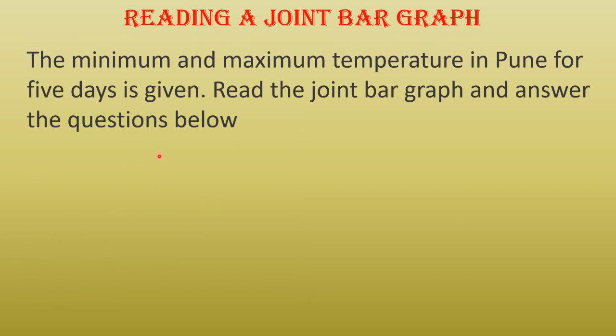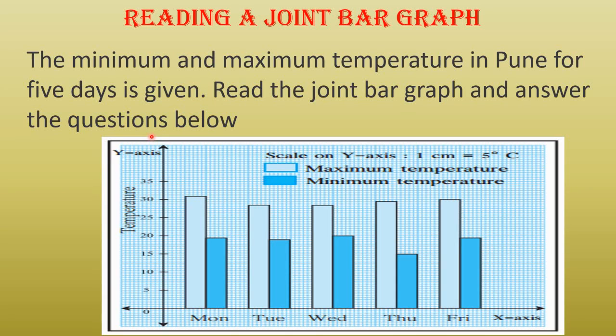Reading a joint bar graph. The minimum and maximum temperature in Pune for 5 days is given. Read the joint bar graph and answer the following questions below. Here you can see the joint bar graph. On the y-axis you can see temperature. The scale on the y-axis is 1 centimeter equal to 5 degrees Celsius, and on the x-axis you can see days of the week.